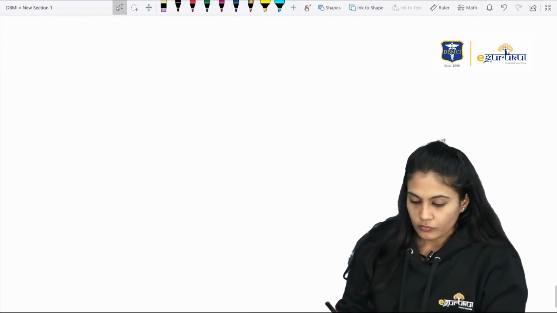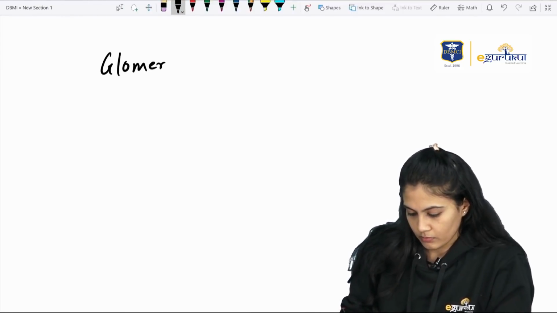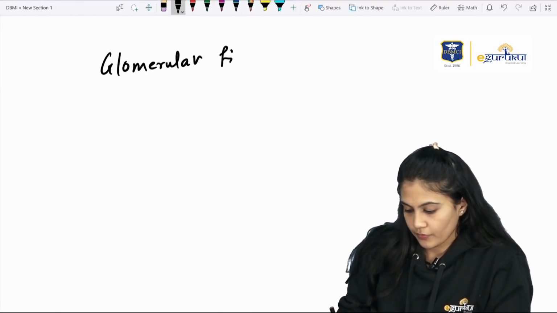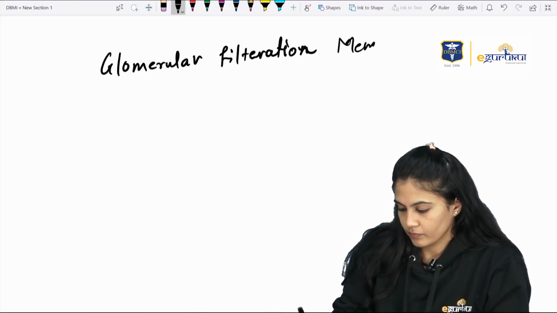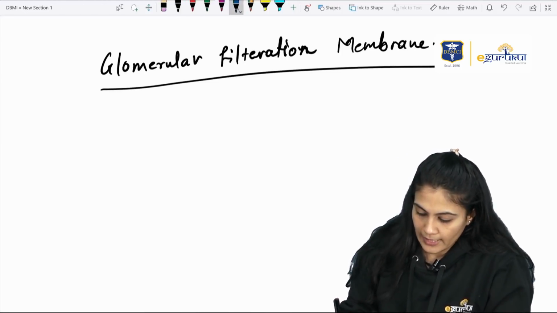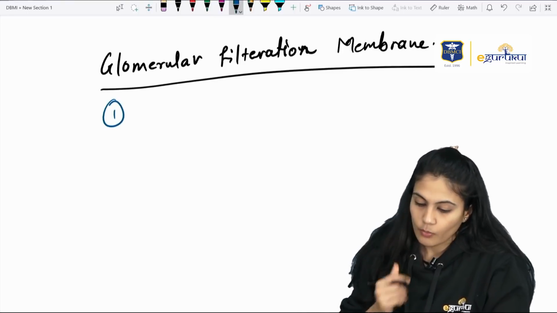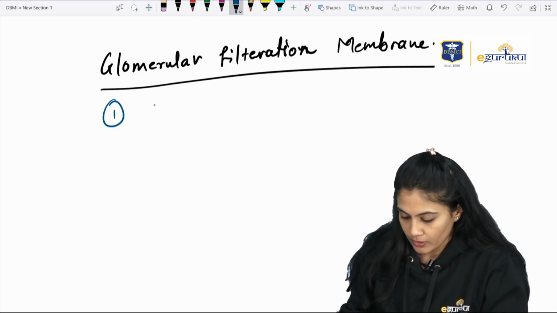So what we are talking about over here is the glomerular filtration membrane. What is so specific about this membrane? Remember, there are 3 layers of this membrane. What is the first layer? The endothelial layer of the glomerular capillaries.